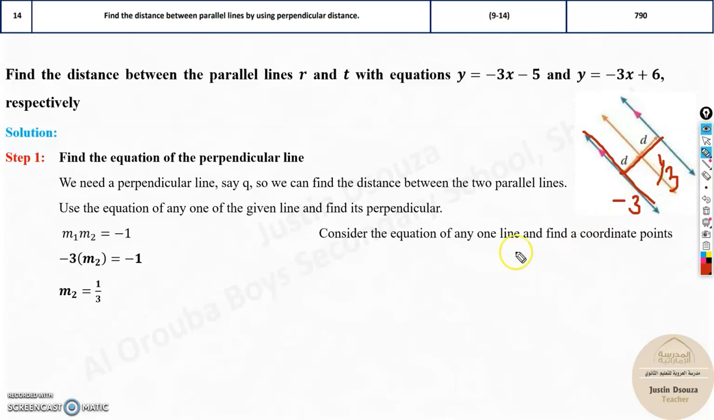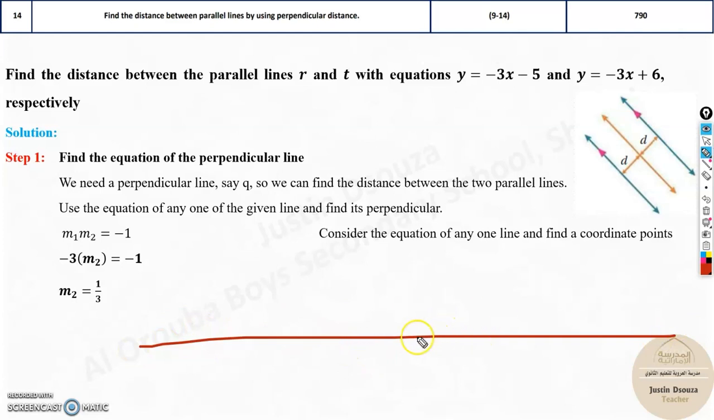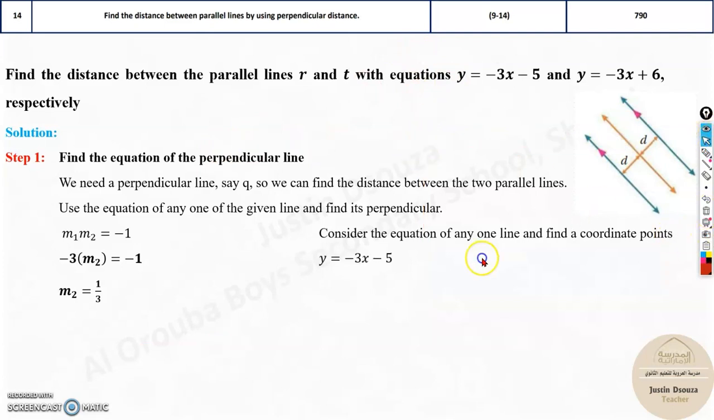Now, consider the equation of any one line and use the coordinate. This is important because if you're using this line, you can't use another line as well. So basically, imagine this is a parallel line. You're doing a perpendicular line. So if you use this equation, you will start this perpendicular line from here. And then you need to use the other equation and find the other point. Okay, we will see that now.